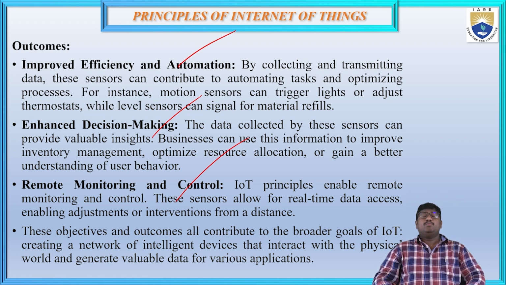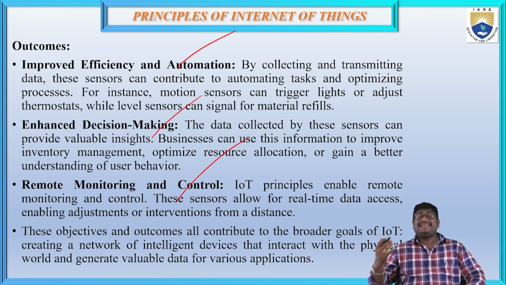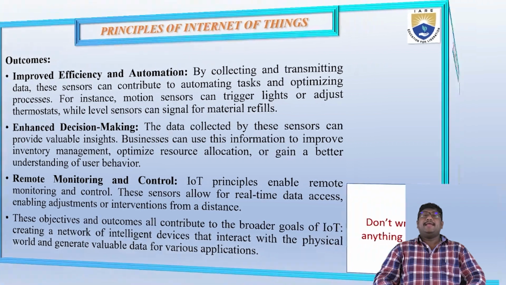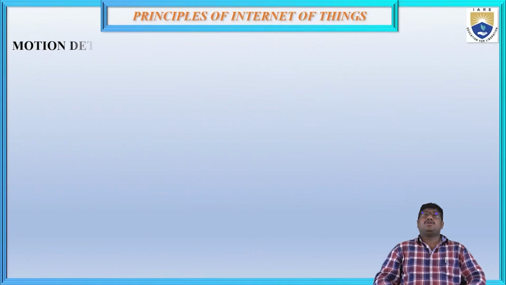IT industry. Why is a broad goal important in the IoT industry? Because we need to create a network of intelligent devices which has to interact with the physical world and generate valuable data from various kinds of applications. Through that, the data is going to be analyzed, and from the analyzed report, a decision is going to be taken. See how our IoT system is playing a major role for a better country.